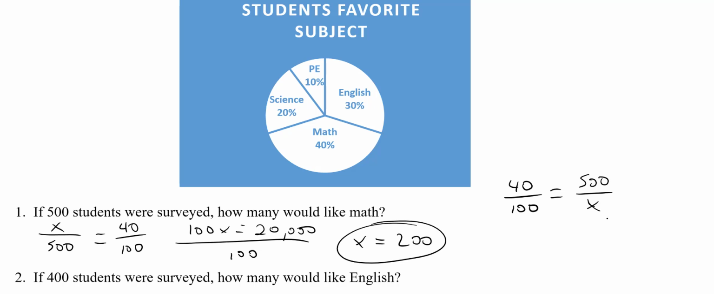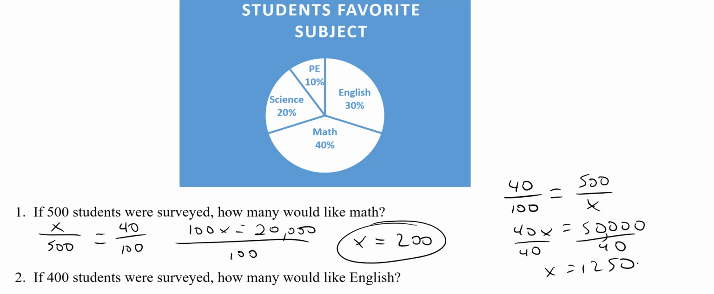So remember, it says 500 students were surveyed. How many would like math? If I cross multiply, I get 40x equals 100 times 500 is 50,000. Okay, and then I divide by 40. All right, and so I'm just going to do this on my calculator here because you should be doing that too. So 50,000 divided by 40 is 1,250.